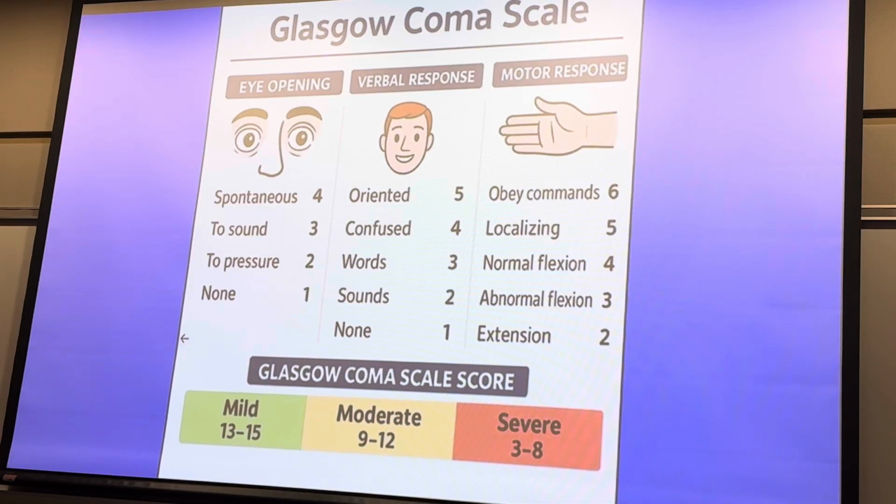Again, it's frequent assessment of this GCS score. It can change, it can fluctuate. We can go from mild to severe back to moderate. It goes both ways on the spectrum.